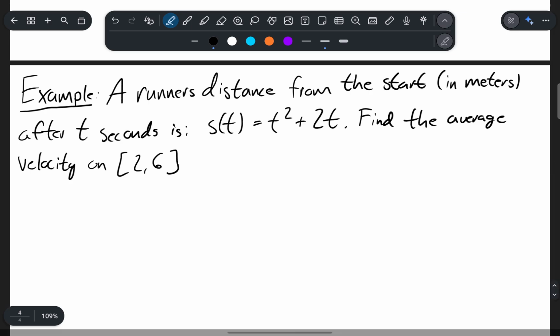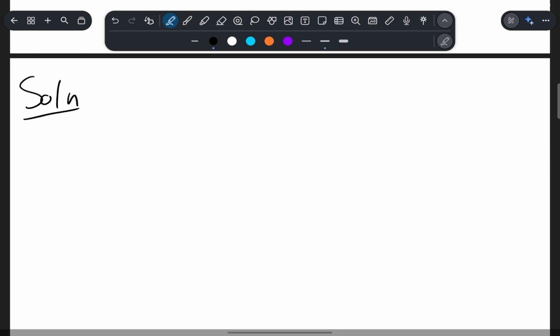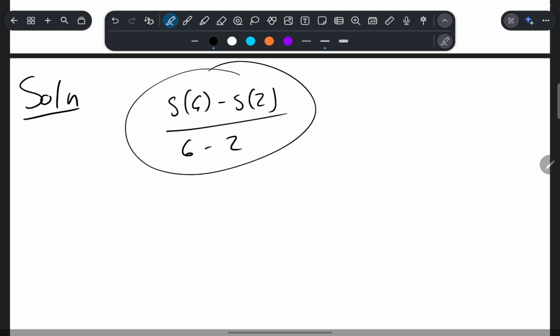So now we have an application problem involving average rate of change. A runner's distance from the start in meters after t seconds is this function right here. We want to find the average velocity on the interval 2 to 6. We want to think about it as f of b minus f of a, same thing. The average velocity is the average rate of change of position, right? So we want to think about it as s of 6 minus s of 2 over 6 minus 2.